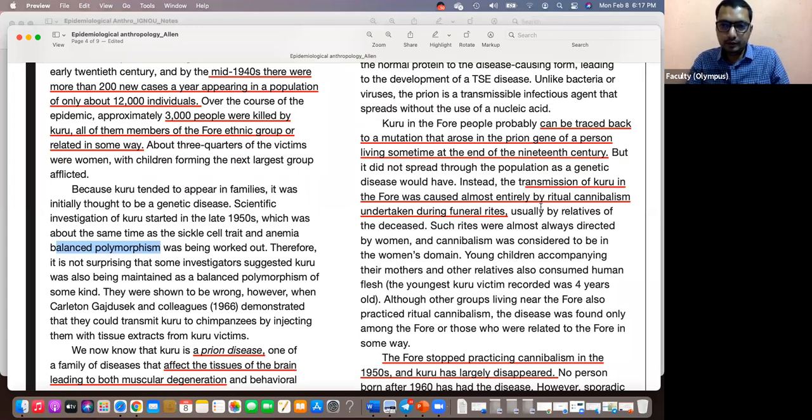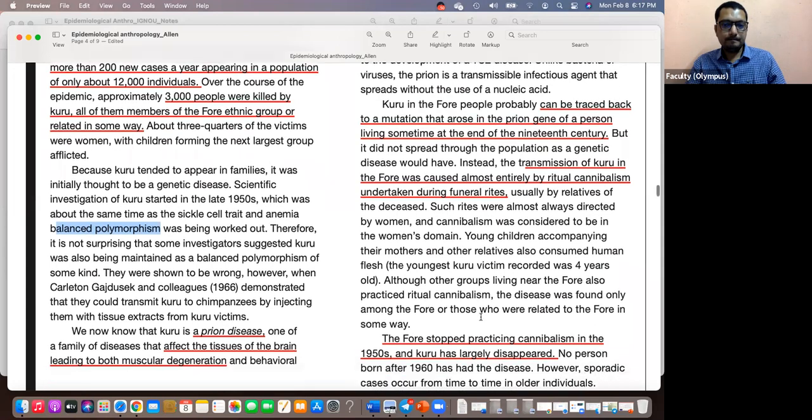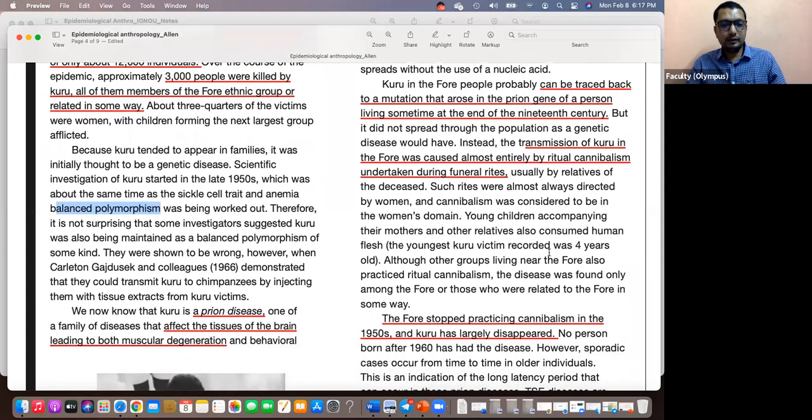Usually, what do they do here? This was entirely ritual cannibalism undertaken during funeral rites. They were almost always directed by women and it was considered to be the women's domain. Young children accompanying their mothers also consumed human flesh. A 4-year-old was also found to be affected by Kuru. So this practice led to the spread of Kuru in this tribe.